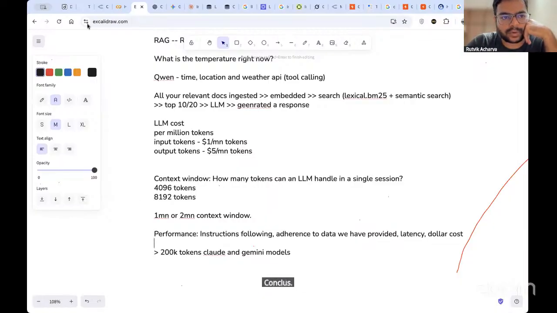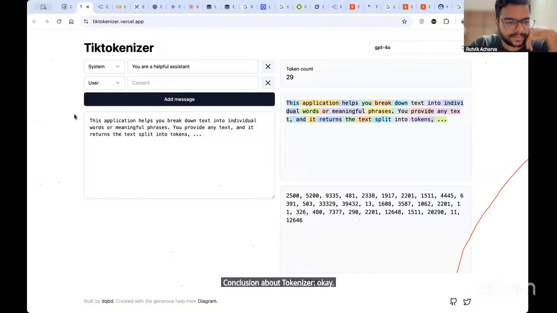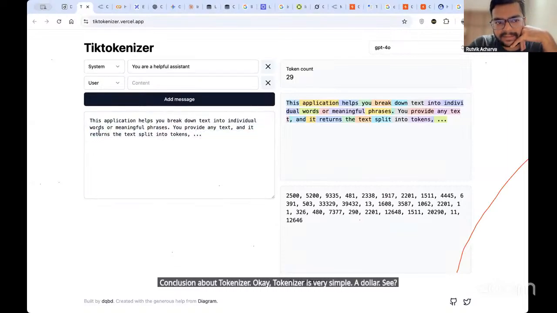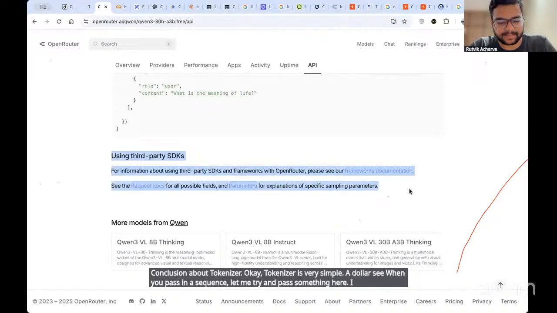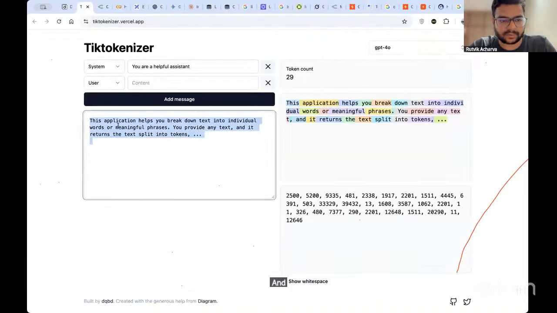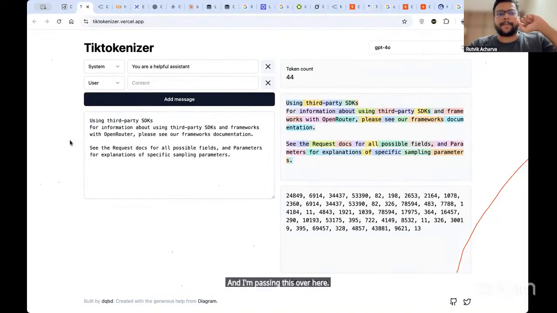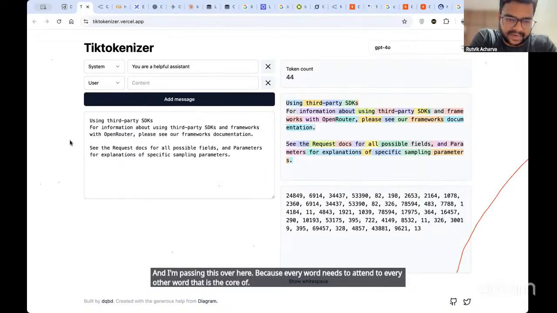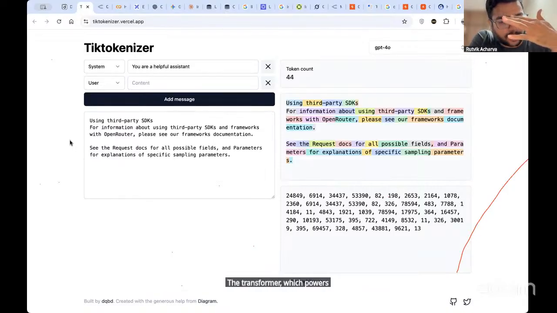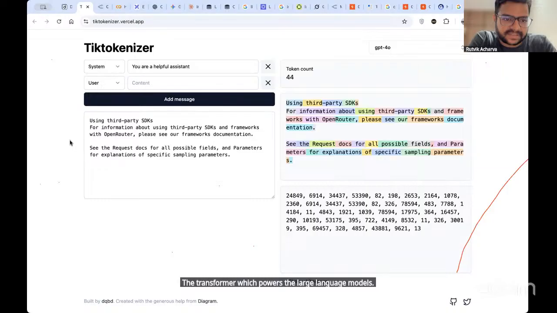Conclusion about the tokenizer. Okay, the tokenizer is very simple. See, when you pass in a sequence, let me try and pass something here. I take this random text and I'm passing this over here. Because every word needs to attend to every other word, that is the core of the transformer which powers the large language models. The first step is that it will have to break it down, right?